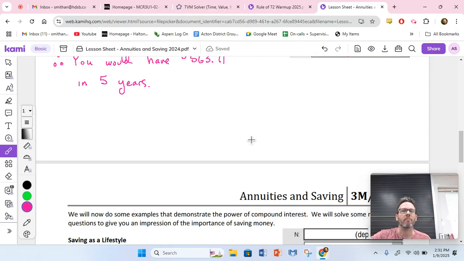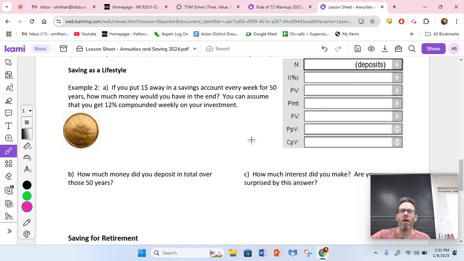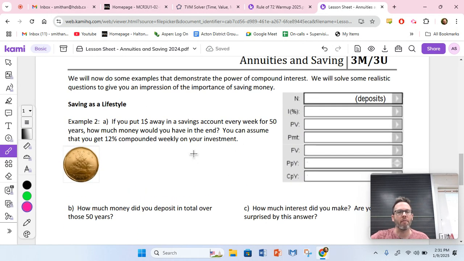Let's try one. I always like to do this first one. I remember this one when I was in grade 7. I remember some person from some bank came to my school back in Elora and actually did this $1 put away every week for 50 years. And it was pretty fascinating how much you earn. But let's give this a try. So we want to find how much money we would have if we invest $1 for 50 years.